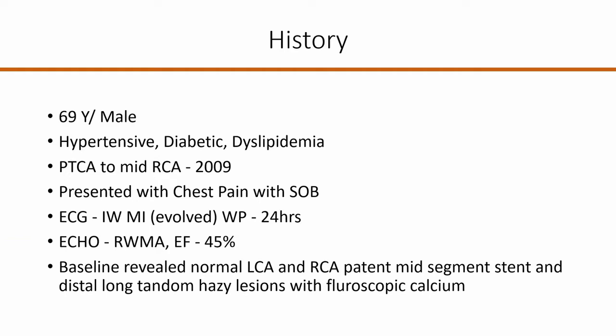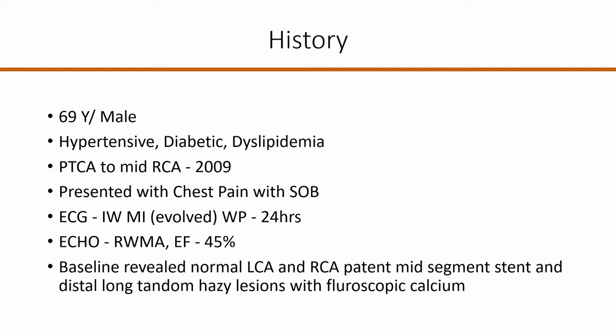A 69-year-old gentleman having risk factors of hypertension, diabetes and dyslipidemia, had an inferior wall MI in 2009. At that time, he underwent angioplasty to the mid-segment of the right coronary artery. Subsequently, he was asymptomatic till recently. He presented with chest pain, sweating, and breathlessness, and ECG showed reinfarction in the inferior wall with a window period of more than 24 hours.